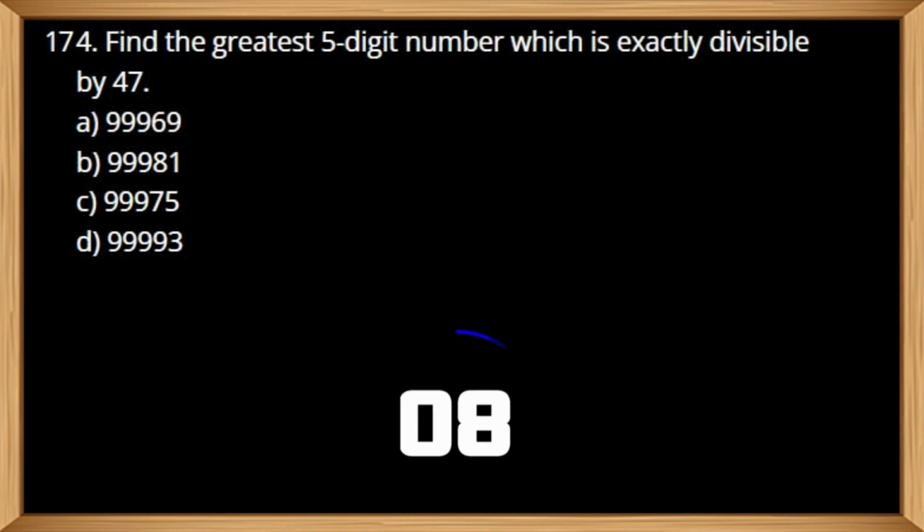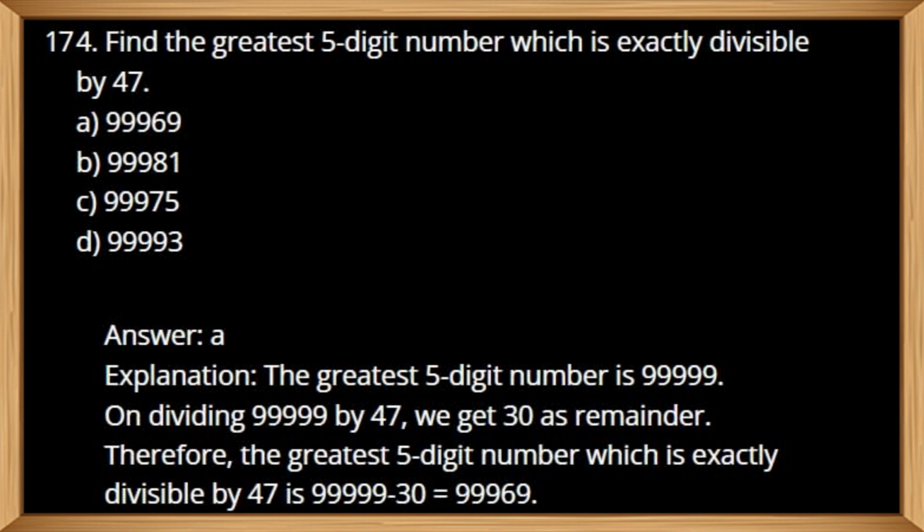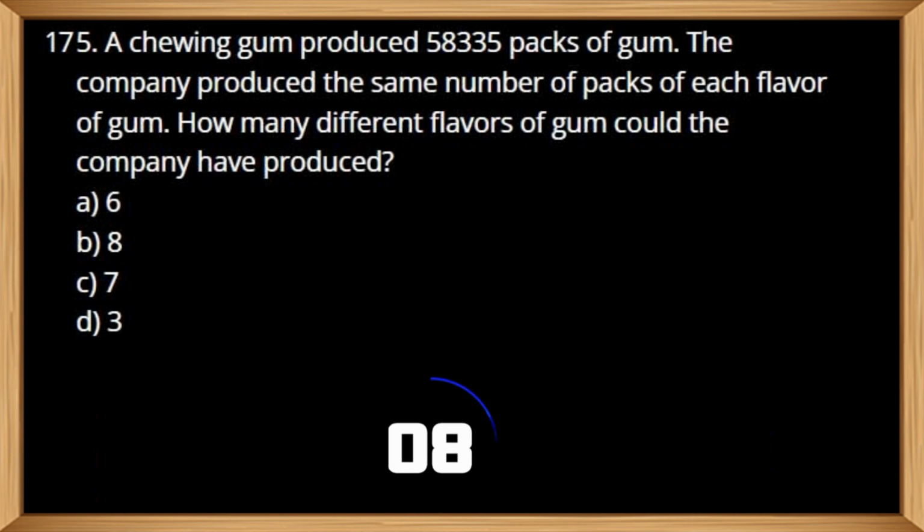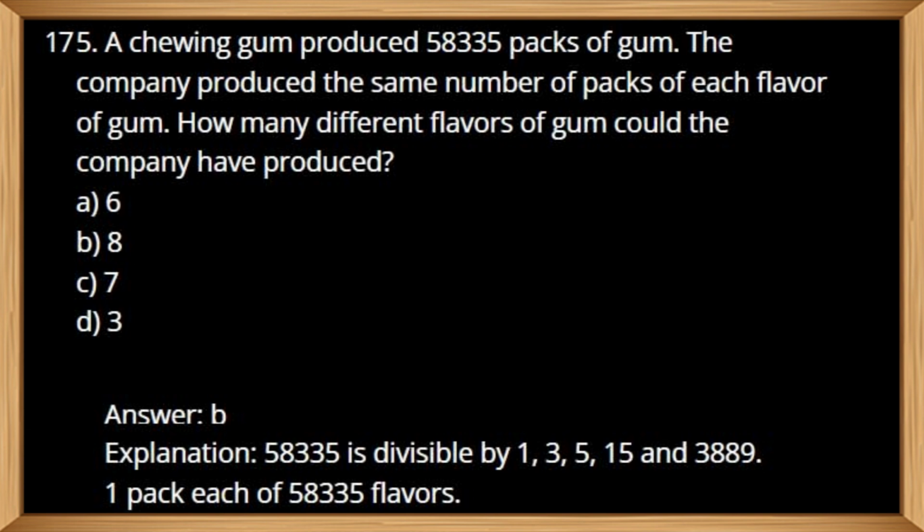Find the greatest 5-digit number which is exactly divisible by 47. Option A 99969. A chewing gum company produced 58335 packs of gum. The company produced the same number of packs of each flavor of gum. How many different flavors of gum could the company have produced? Option B 8.